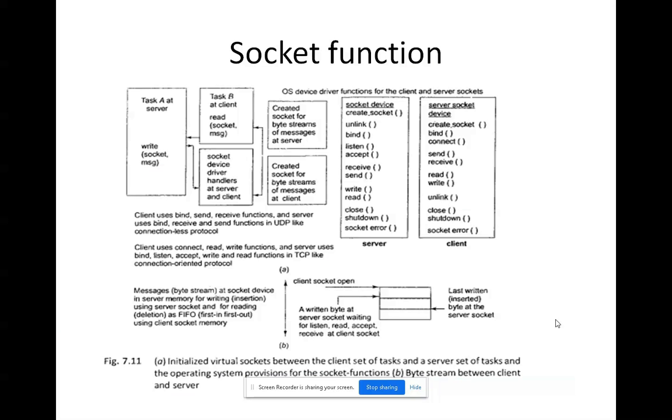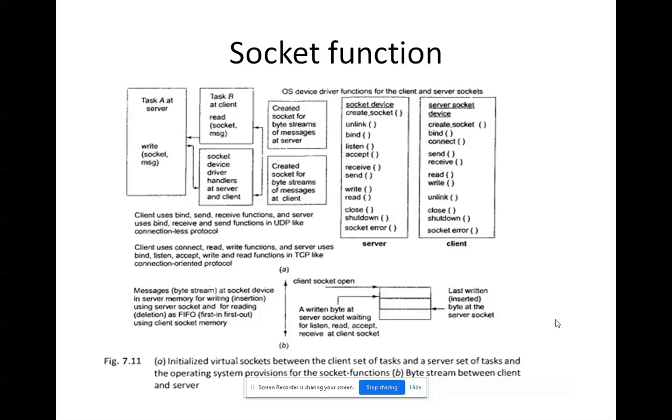The server socket device will have the same thing: bind, connect, send, receive, read, write, unlink, close, shutdown. But unlink will be at the start of the socket device, while in the server socket device it will be at the end. Here a socket is created for a byte stream of messages at the server. So the socket message will be created at the client.